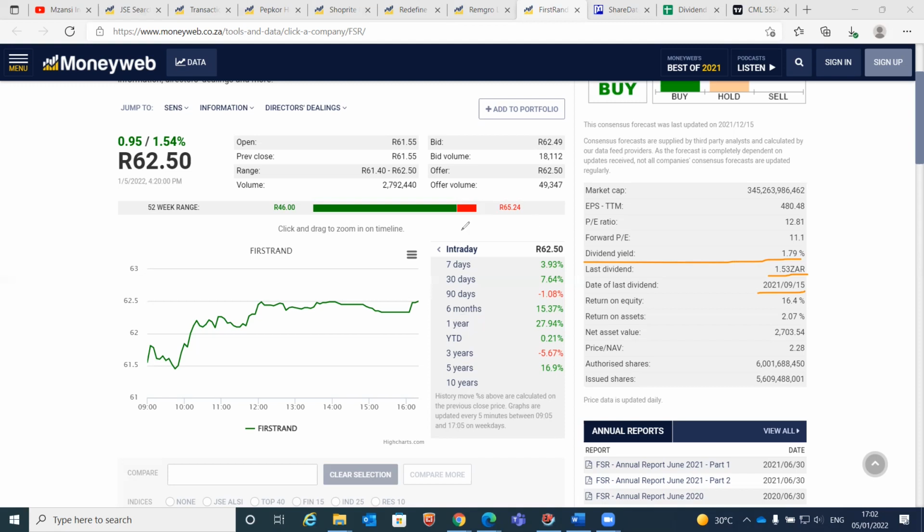But for now, I just want to show you here that you can see how the stock has performed at different time periods. So intraday is just 1 day, from 9 a.m. to 5 p.m. on that particular day, how it traded.